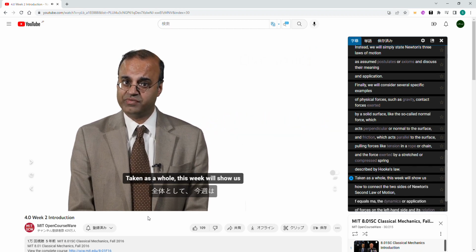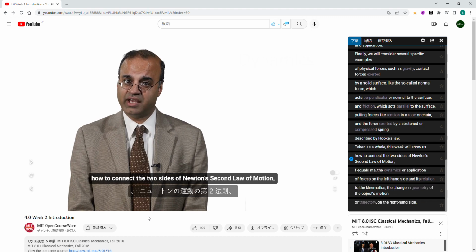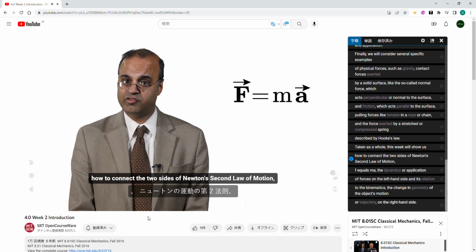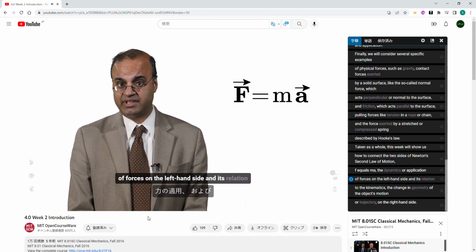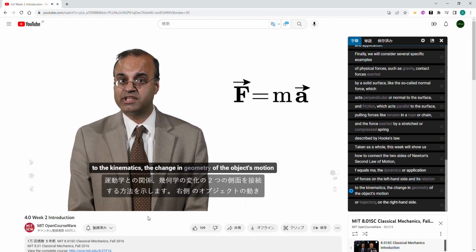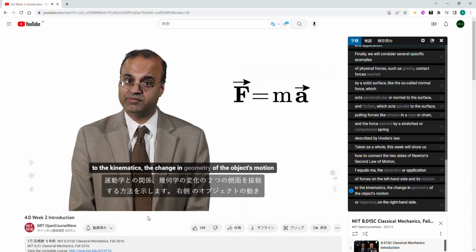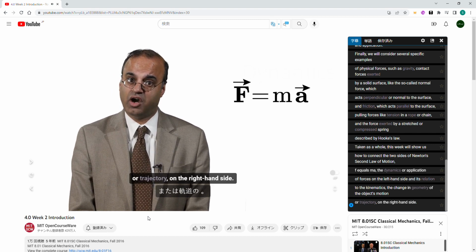Taken as a whole, this week will show us how to connect the 2 sides of Newton's second law of motion, F equals ma: the dynamics, or application of forces, on the left-hand side, and its relation to the kinematics, the change in geometry of the object's motion or trajectory, on the right-hand side.